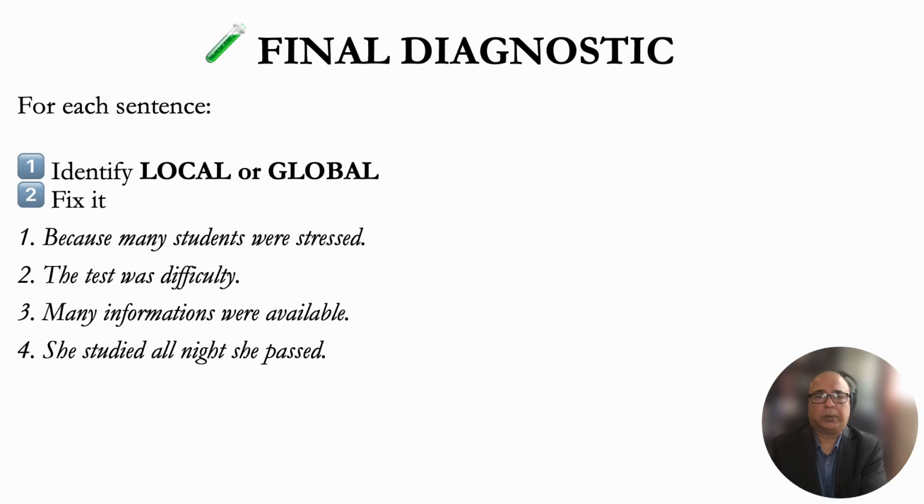All right. So here's a diagnostic. For each sentence, I just need you to identify if it's a local error or a global error. So I'm asking you to do 2 things. First, say, because many students were stressed, it does not sound good. I don't think it's a complete sentence. Let me fix it. I know this is understandable, or maybe I don't understand this sentence. It must be a global error. And then rewrite and make the sentences grammatically correct. All right?